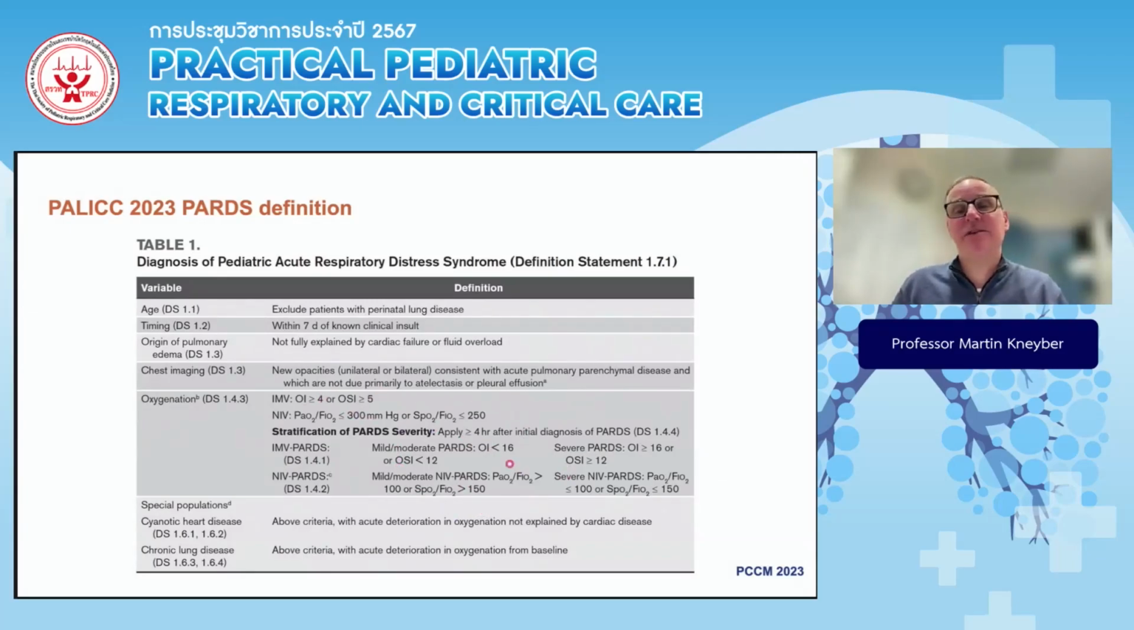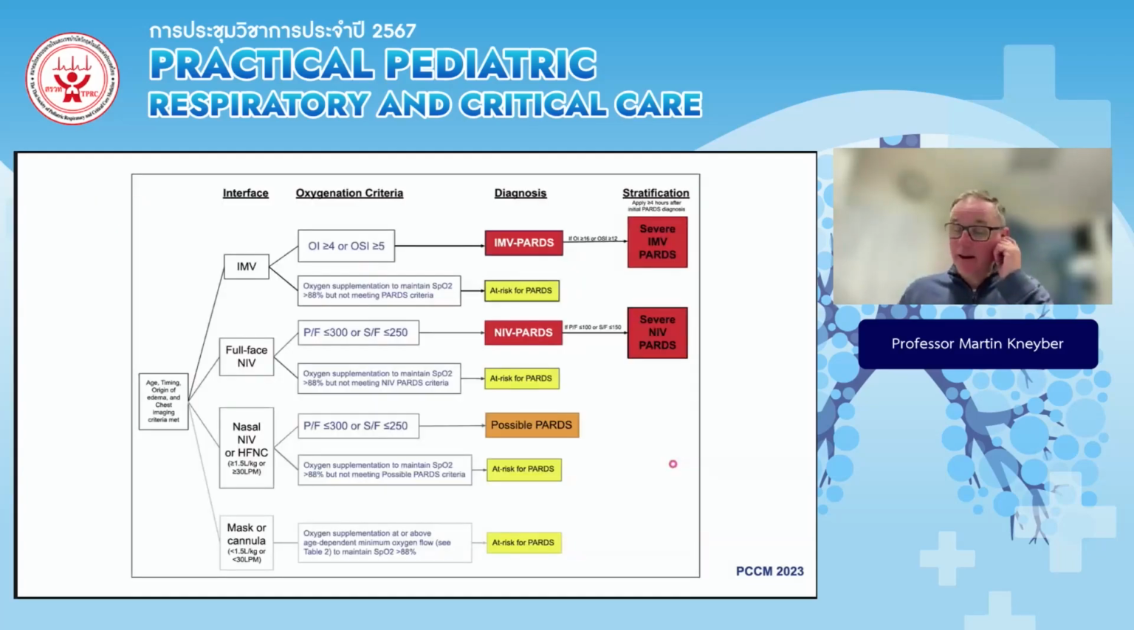It can be used for invasive and non-invasive ventilation. On the initial diagnosis, okay, this might be PARDS, and then you stratify 4 hours after initial diagnosis into mild, moderate or severe PARDS based on the OI or the OSI. In this iteration, there is a flow chart depending on whether your patient meets criteria for age, timing, origin of edema, chest imaging, what kind of interface you are using, and then depending on the oxygen criteria, you could have either PARDS, at risk for PARDS, or possible PARDS. So it really helps the bedside physician distinguish what they am dealing with.